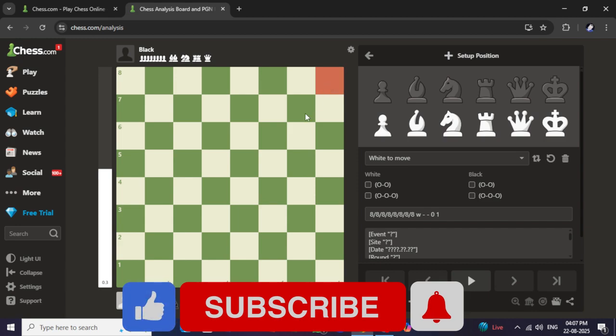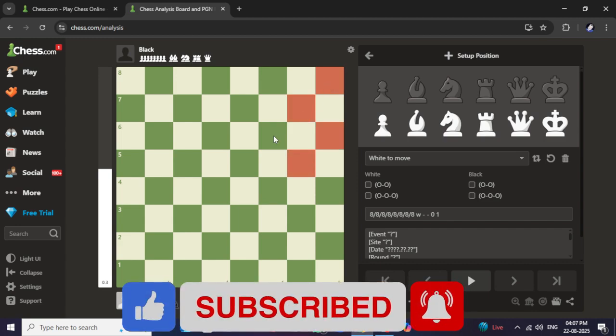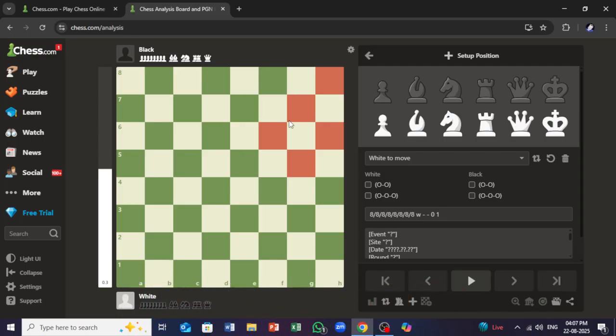These squares that I am highlighting in red are called dark squares. What are these squares called? Dark squares. They are green. In some boards they are black, but they are called dark squares.